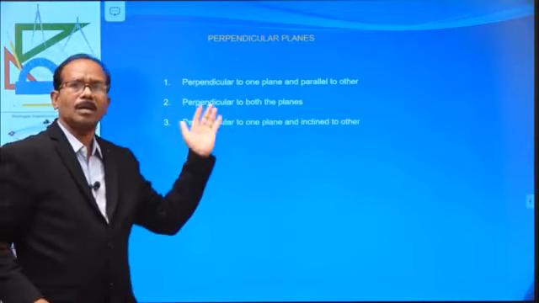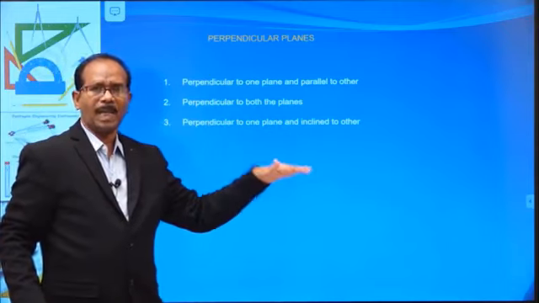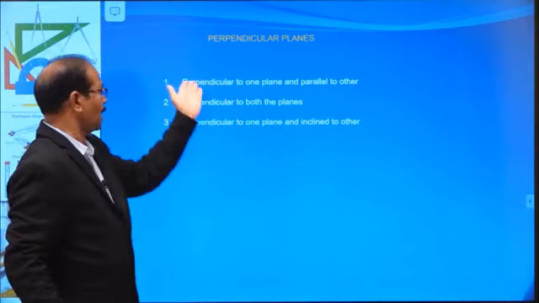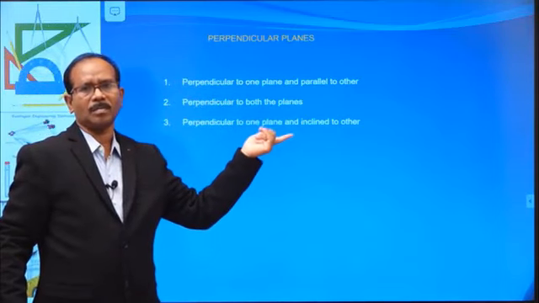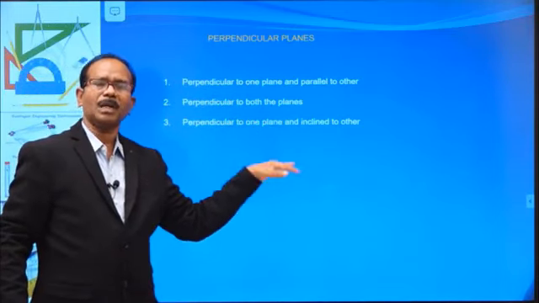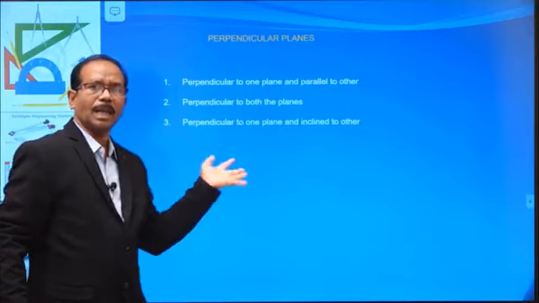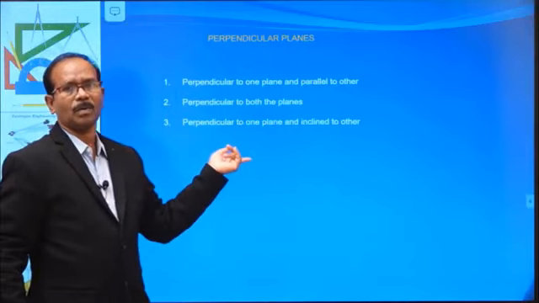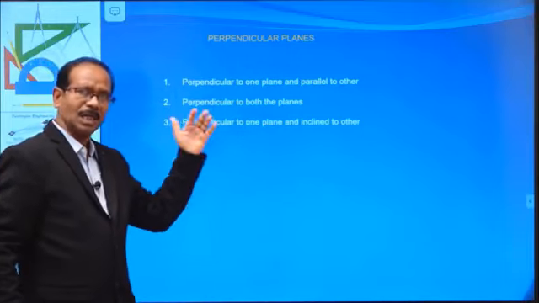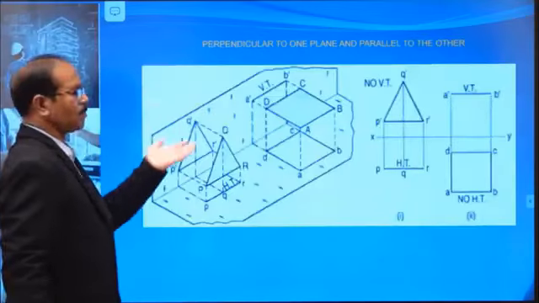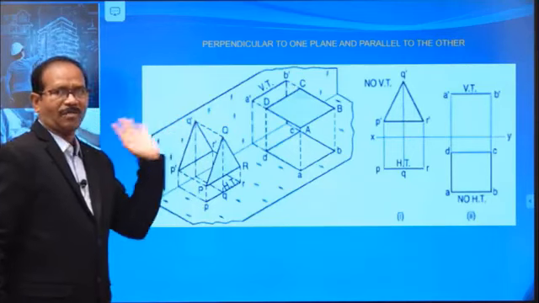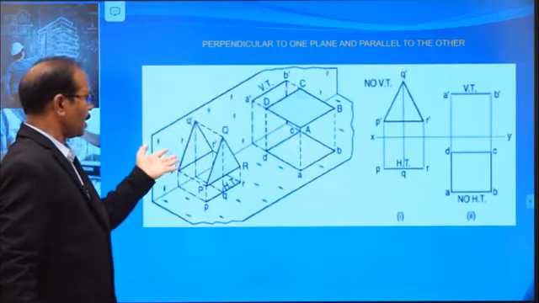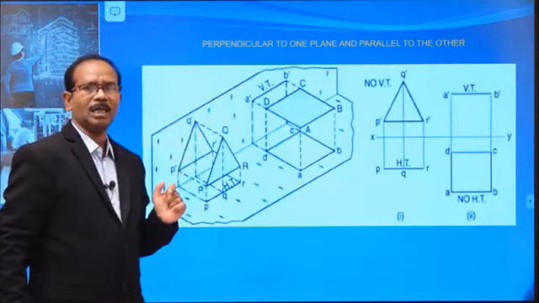A line, a plane like this one, parallel to one, perpendicular to other. Line perpendicular to both. Line inclined to one and perpendicular to other. So these conditions, let me discuss one by one. Let us observe the condition. Now 2 examples are given here. Now take the example, a triangle in shape.